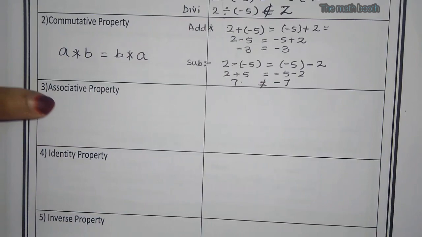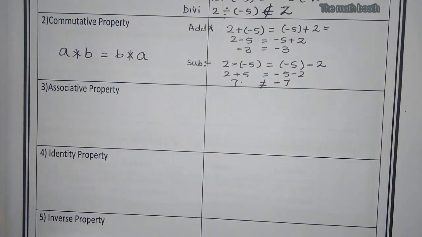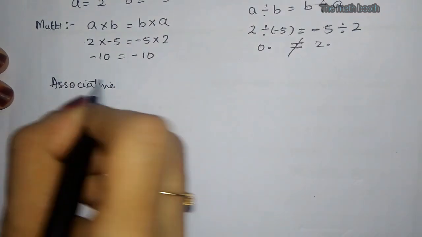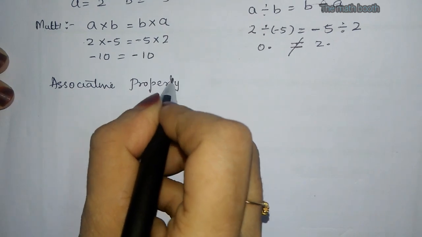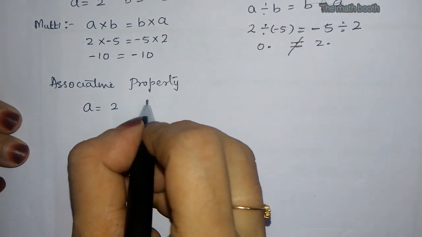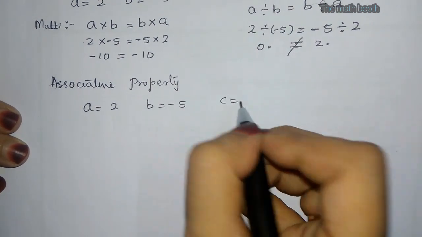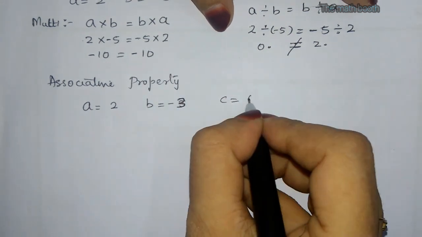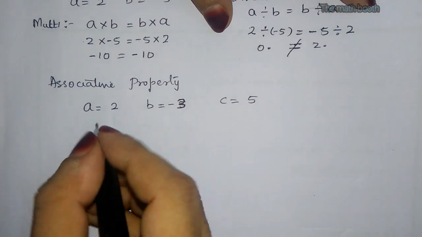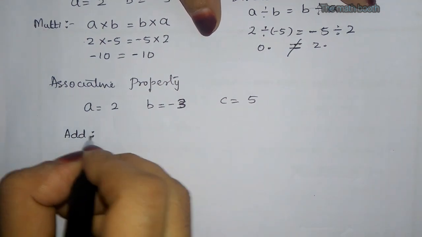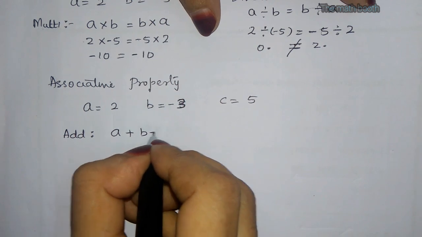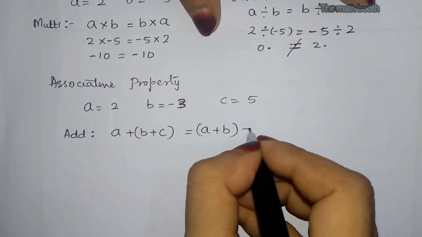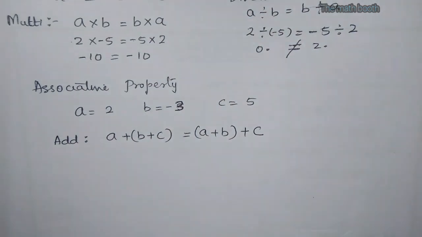Associative property. Here, for the associative property, the space is also very small. We'll go for it here only. So for the associative property, A is 2, B is minus 5, and C we will take some number, okay, B I'll take minus 3 and C I'll take 5. We know the general form of the associative property. For addition, A plus B plus C is equal to A plus B plus C, so this is the general form of the associative property.